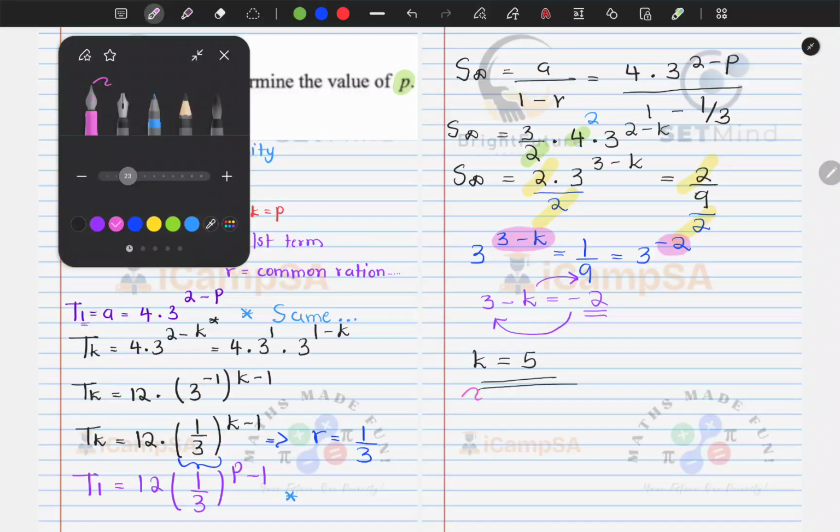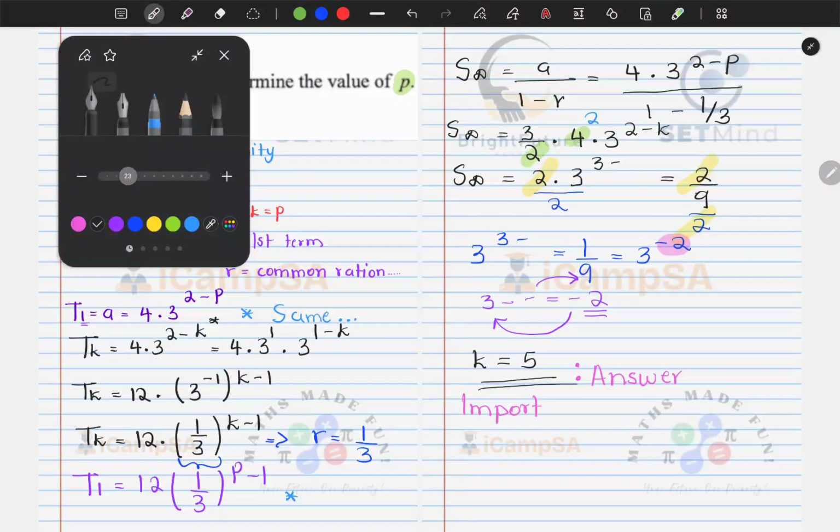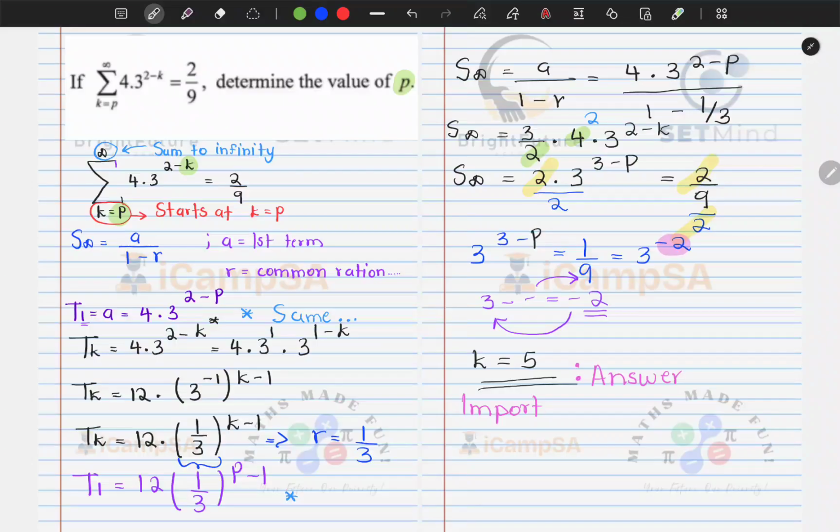So that is how we solve this problem. What you needed to understand, which was very important, is the following. This here becomes our answer. My apologies, this is supposed to be in terms of p, so let's quickly fix that. That is minus p, minus p, minus p, which means we have p equals 5. And that is our answer.